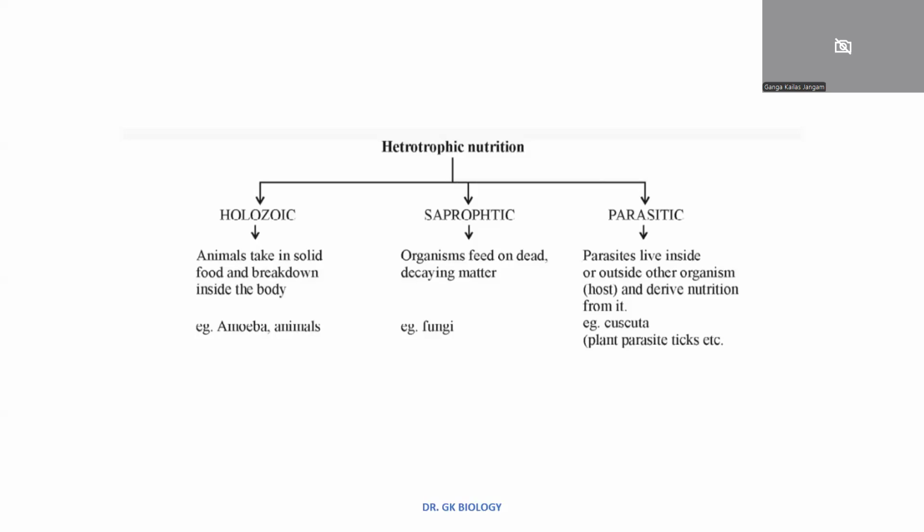Just compare with the saprophytic and parasitic modes what exactly is happening here. In the parasitic mode of nutrition, the organisms live inside or outside the other organism and take food from it. It's not killing it. In the saprophytic mode of nutrition, the organism obtains food from dead and decaying matter. In the holozoic mode of nutrition, the animals take solid substances as food, and the breakdown happens inside the body. An example is animals, just like us human beings.